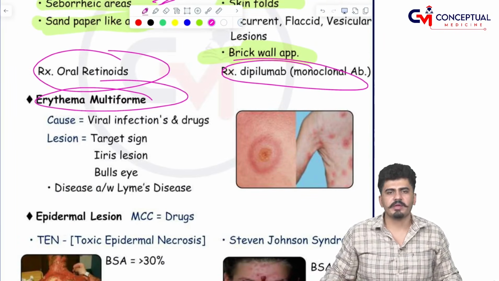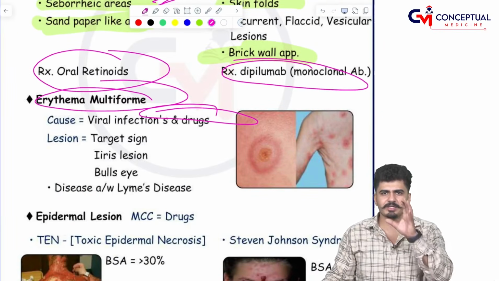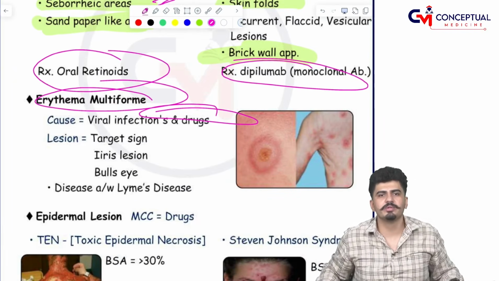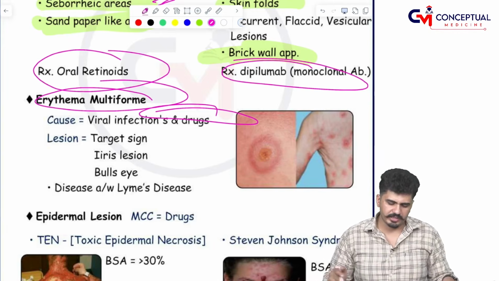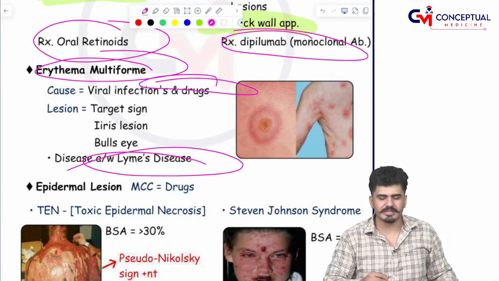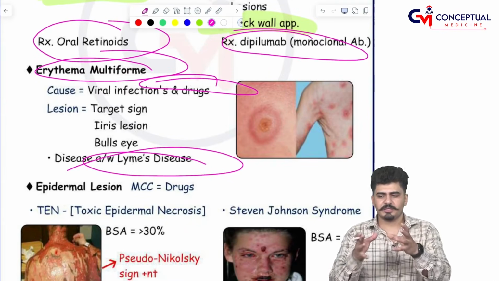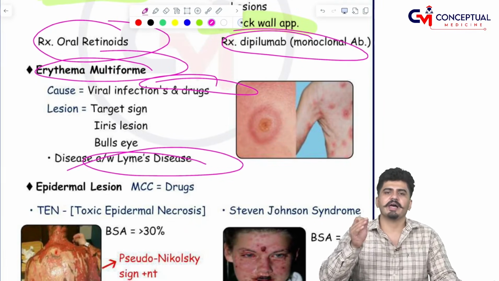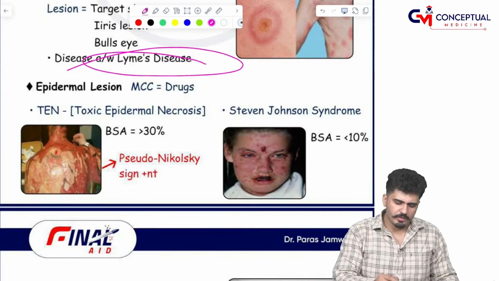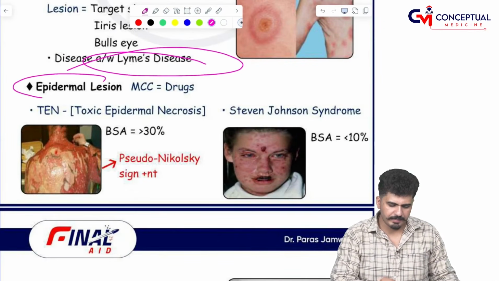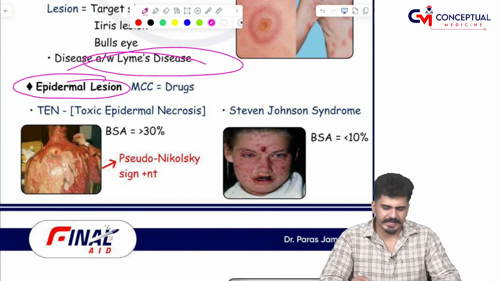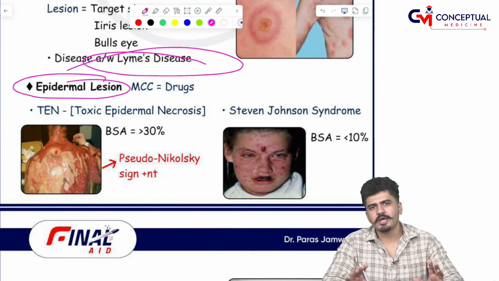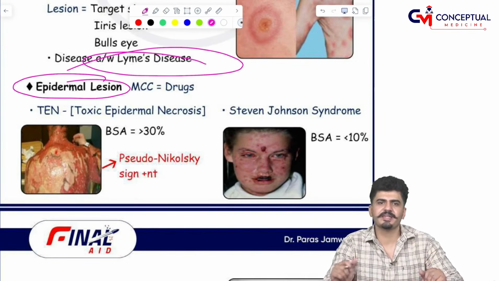Erythema multiforme. Viral infection and drugs can cause that. What lesion are you going to see? You can see right here, sir. Target sign, iris lesion and bull's eye. And this is associated with Lyme disease, where there is going to be calf muscle congestion, and in the eyes there is going to be suffusion, coming from rat urine. Most common cause of the epidermal lesion, you will see, TEN and Stevens-Johnson syndrome because of drugs. Now here the important catch is your body surface area involvement.